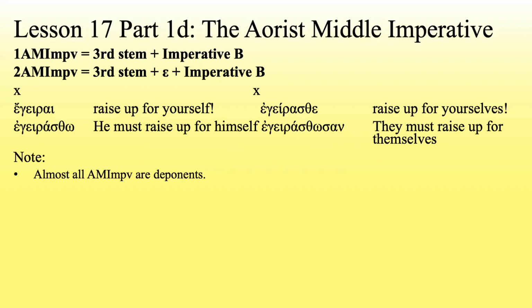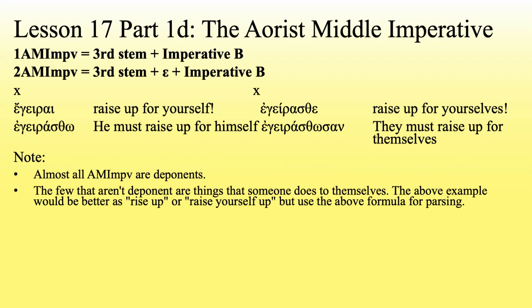To note, almost all Aorist middle imperatives are deponent. The few that aren't deponent are things that someone does to themselves. So the above example would be better translated as "rise up," because the difference between rise and raise is that you raise something else. Rise is something that you do yourself. So rise up or raise yourself up.